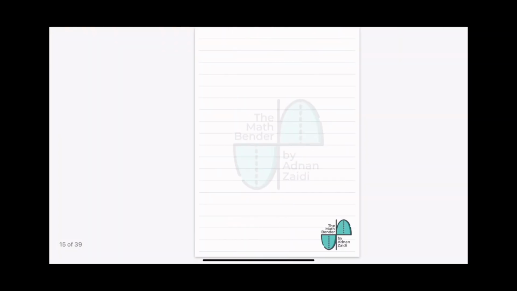Let's start. Before starting off, we need to know what an inequality is. Any mathematical statement that uses signs like greater than or equal to, less than or equal to, or not equal to. Since they are not equating with each other, they are called inequalities.